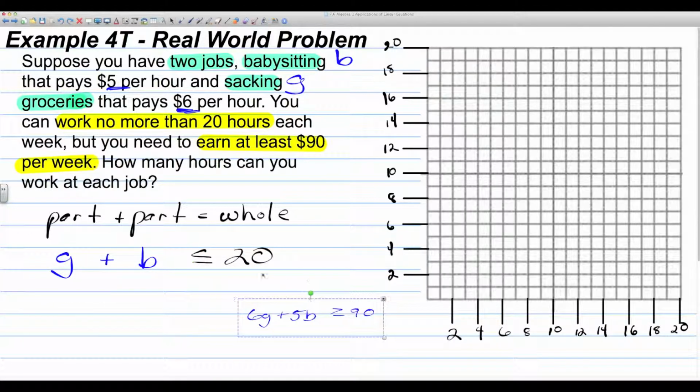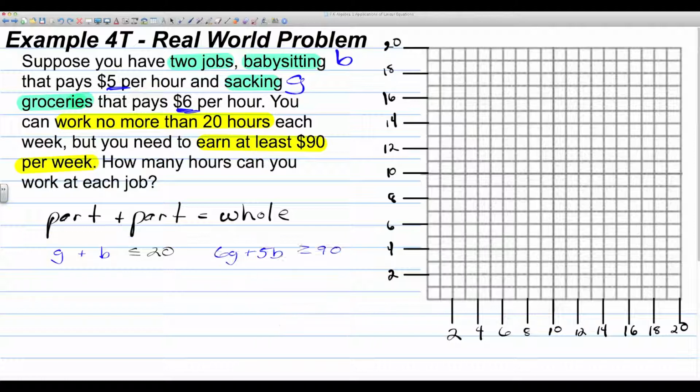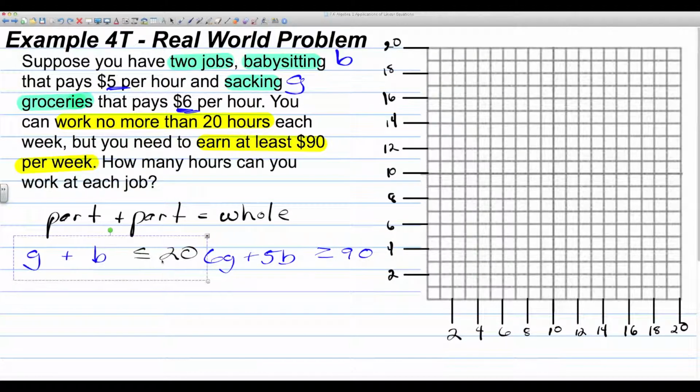Make them a little smaller now that hopefully you understand them. So we can work with them a little bit. Now these are real easy inequalities to graph, and the reason I say that, they're both in what's called standard form, and we can use the simple 0, 0 method. Now for this first inequality that I'm working with now, g plus b is less than or equal to 20.